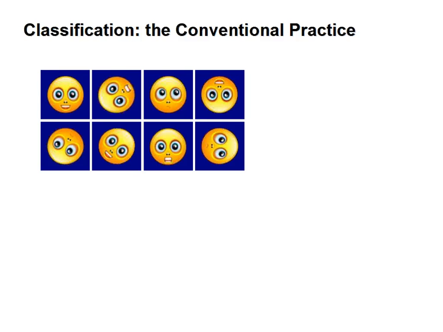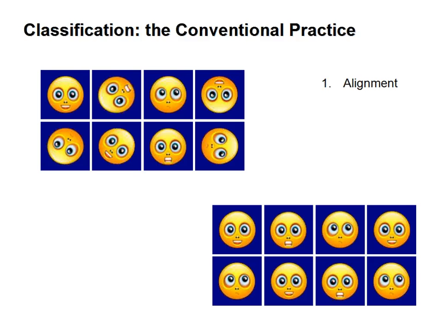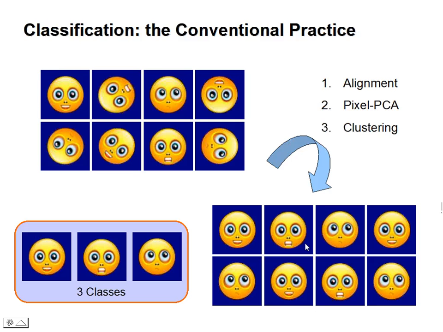First, let's take a look at the conventional practice in particle classification. I'm using a schematic cartoon drawing to show the basic concept without any noise. This is the original particle stack, and first we align these images, and then apply a pixel-based principal component analysis. At the end, we obtain 3 classes. In this noise-free example, it is straightforward, and the result is very reliable.